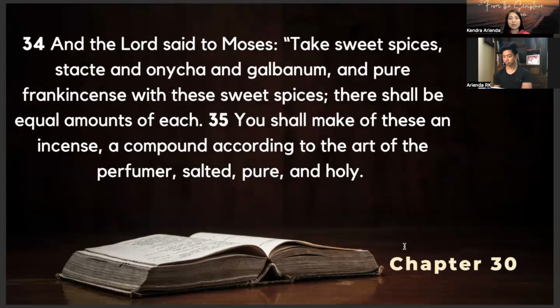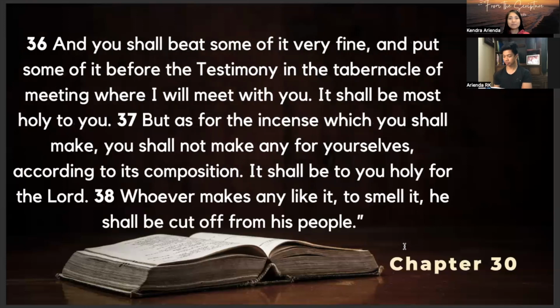And the Lord said to Moses, Take sweet spices: stacte and onycha, and galbanum, and pure frankincense. With these sweet spices, there shall be an equal amount of each. You shall make of this an incense, a compound according to the art of the perfumer, salted, pure, and holy. And you shall beat some of it very fine, and put some of it before the testimony in the tabernacle of meeting, where I will meet with you.